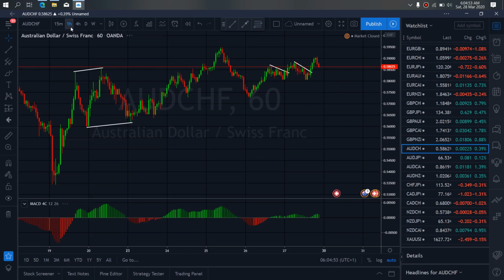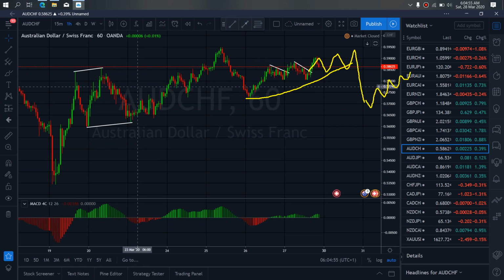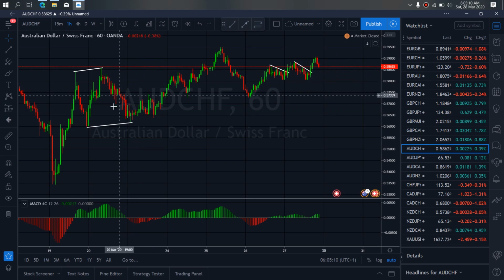We go to the 1-hour time frame on Aussie Swiss. On the 1-hour time frame, we expect this sideways move to break down for us first, and they will potentially start once more and drop again before they will take off to the upside for us. So I want to look out for that this week on Aussie Swiss.